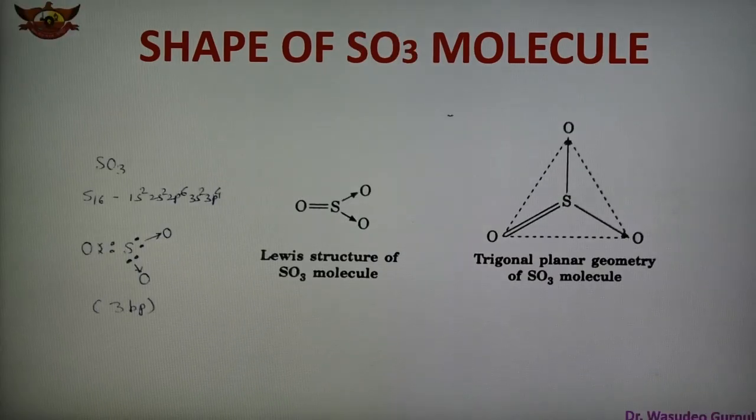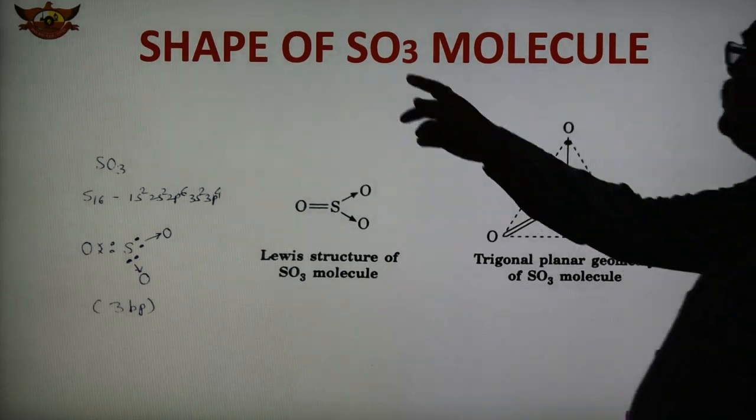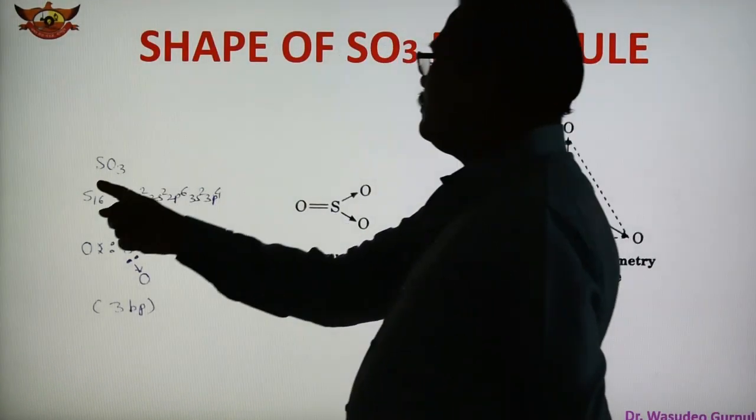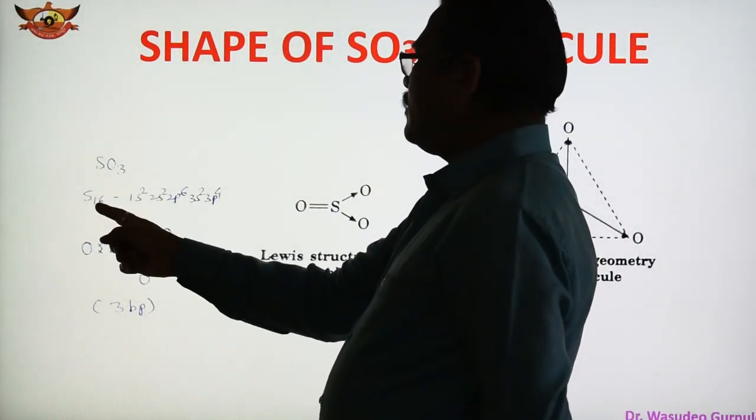And now next is the shape of the SO3 molecule. Now in case of SO3, sulfur is the central atom, and the atomic number of sulfur is 16.